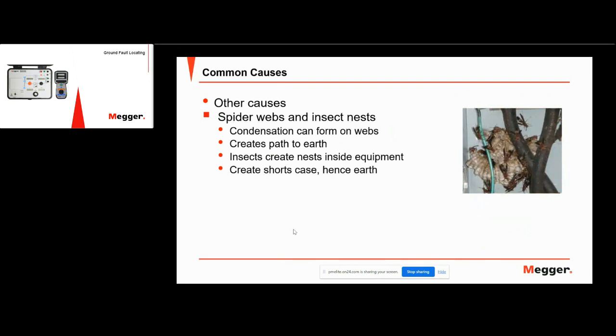Spider webs, insect nests, people do not think of these things. We had one intermittent fault that occurred every time it rained, or even early in the morning, because there was a spider web. Water condensed on the spider web and created a path to earth. And that was actually the cause of the ground fault. So there can be many different reasons that ground faults occur.